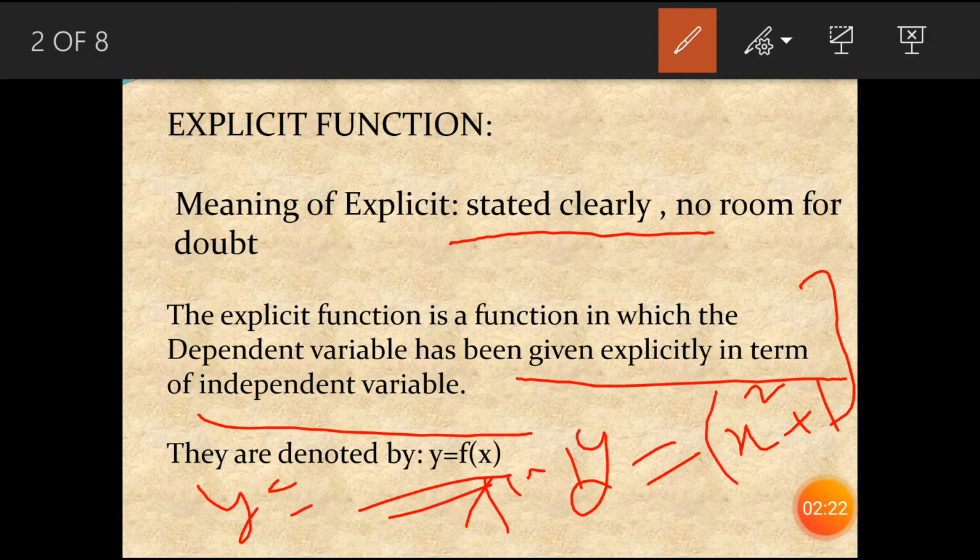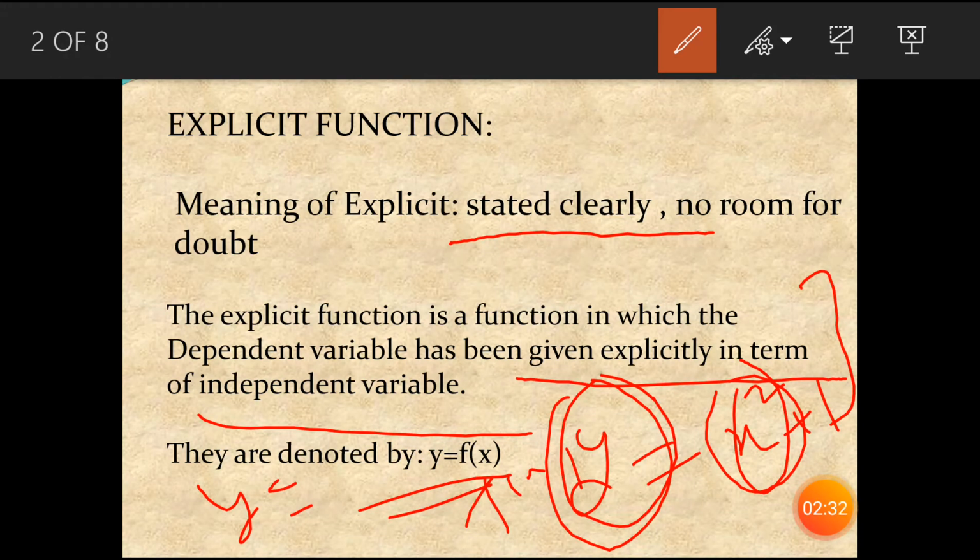Why are we saying this? Because when we put x equals 1, then we will get y equals 2. If x equals 2, then y equals 5. So it means the value of y is dependent on x. That's why y is dependent and x is independent. So this is an explicit function.